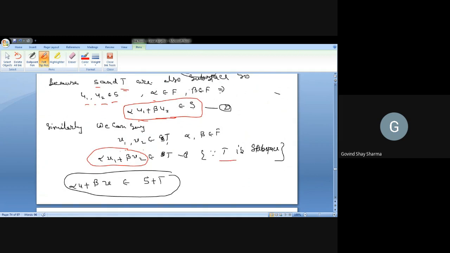The result is very important; the theorem can be written also like this: the sum of two vector subspaces is also a subspace.